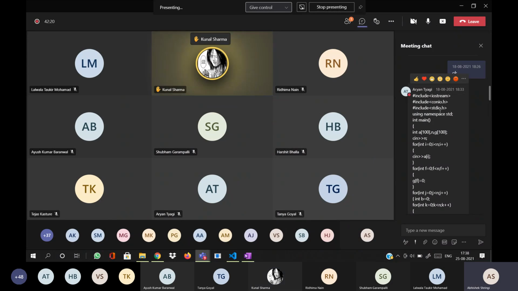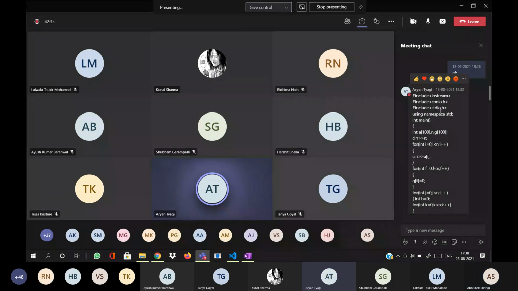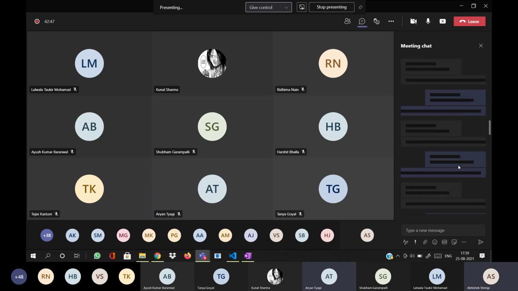So Aryan, don't share your code in the chat box. You don't have to share your code with anyone. This is old code of date 18 August 2021. Yes, yeah. This is old code, this is previous. Oh, okay, okay, okay. No issues.